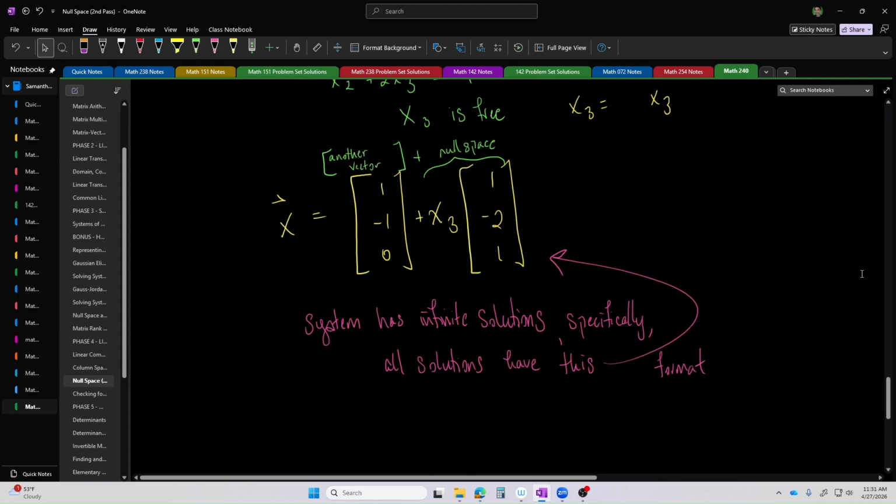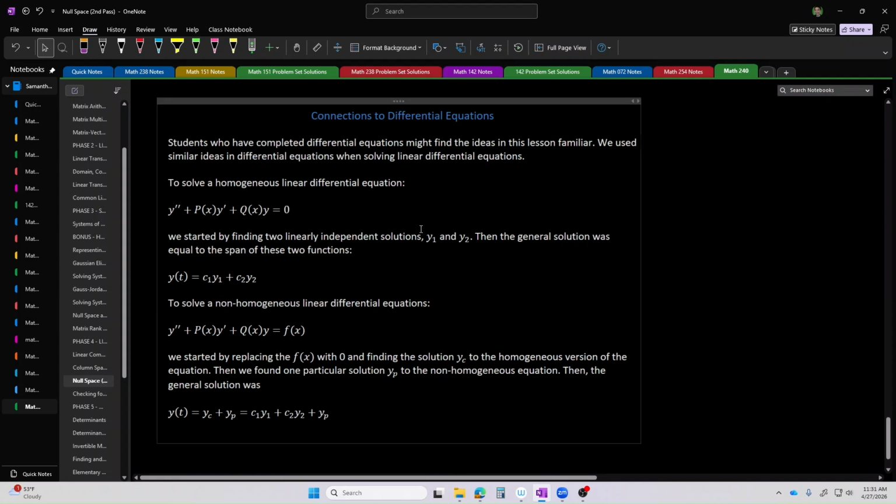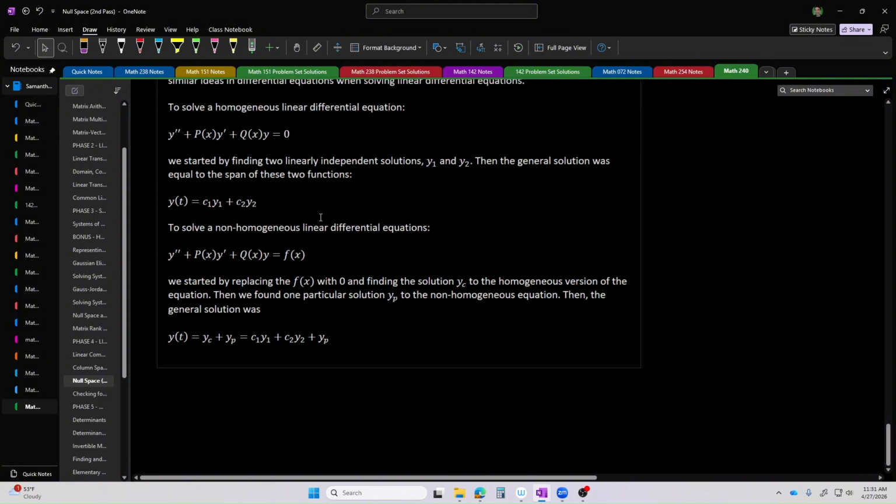This kind of formation, this kind of pattern, might be familiar to you if you have completed differential equations. In differential equations, one major segment of the class is devoted to solving what are called linear differential equations. You start by solving equations that have a 0 on the right-hand side, and when you solve this equation, we write our solutions as a span. So we express solutions to this equation as a span of two functions.